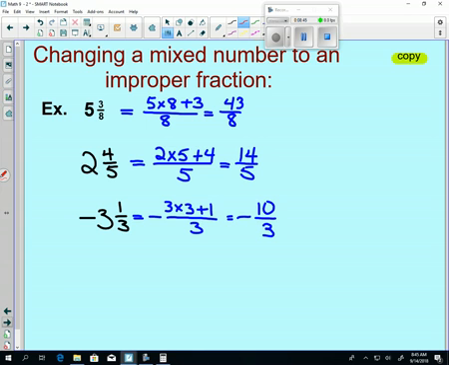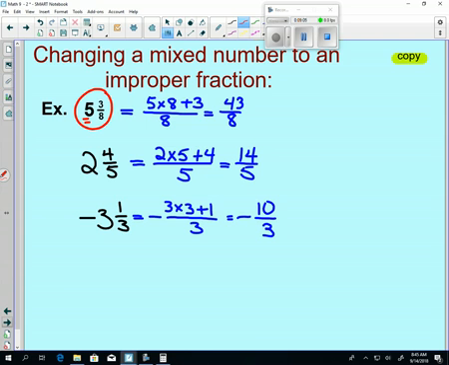So here we have an example of a mixed number. Mixed number means we have a whole number, 5, and we have a fraction, 3/8. So it's mixed, a whole number and a fraction. So we call that a mixed number. And we want to bring that to an improper fraction. So it's all a fraction.